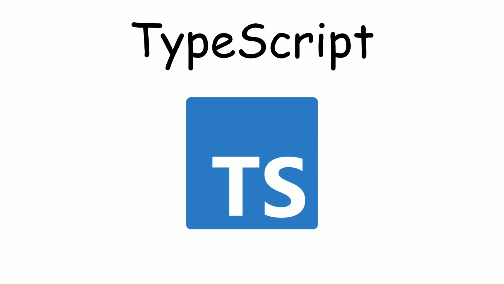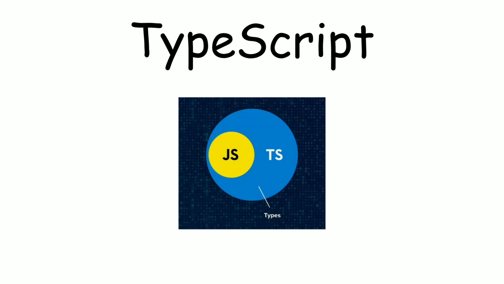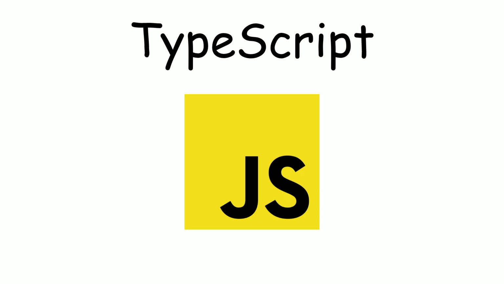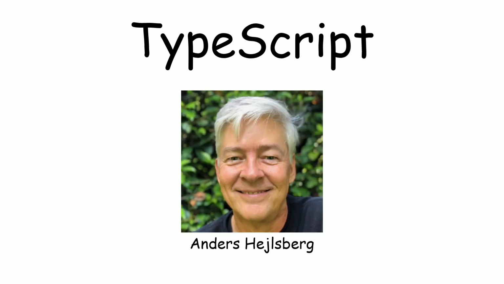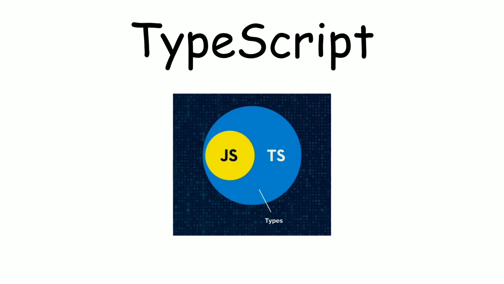TypeScript is a programming language which is a subset of JavaScript, which means TypeScript is a genetically modified version of JavaScript. TypeScript, released on October 1, 2012, was made to improve JavaScript code. Anders Hejlsberg was the one who created TypeScript. As we know, TypeScript is a subset of JavaScript.